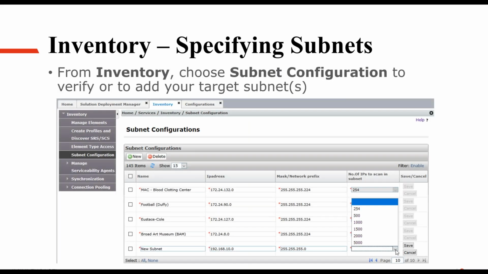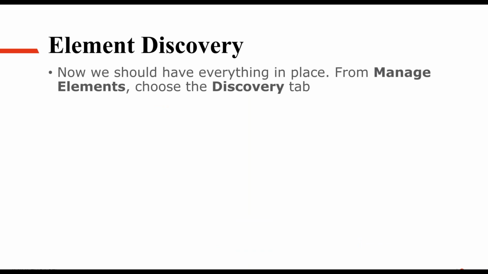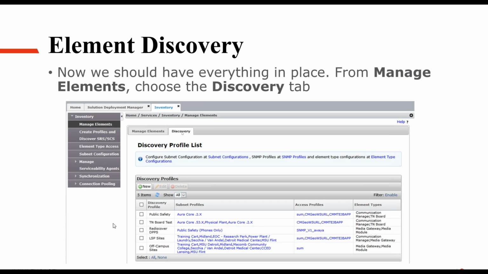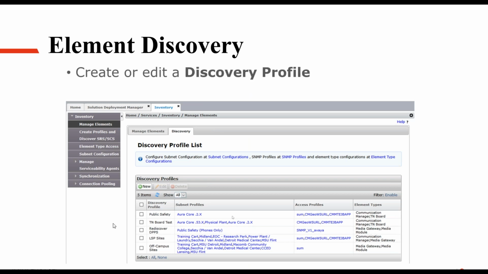Okay. So once you've got the subnets configured, you can actually perform a discovery. So we're getting closer to being able to actually get these devices in. And discovery is performed from the discovery tab. We would choose a discovery profile. In this case, I've created one. Let's see which one it is.